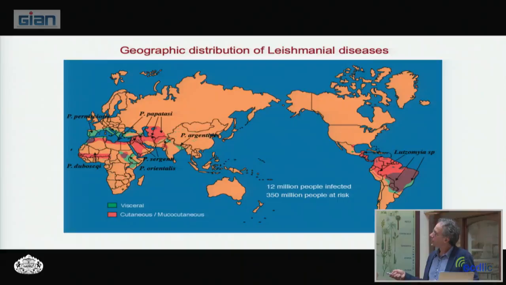So in green, we'll see the distribution of the visceral forms of disease, and we'll look at this in more detail later. And in orange are the cutaneous forms of disease. Okay, so the geographic distribution is in tropical and subtropical regions, and again found where sandflies are found.